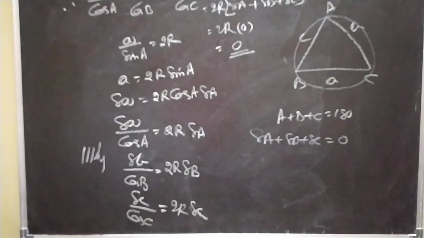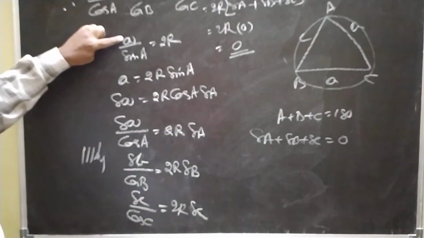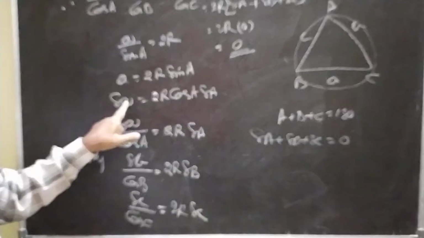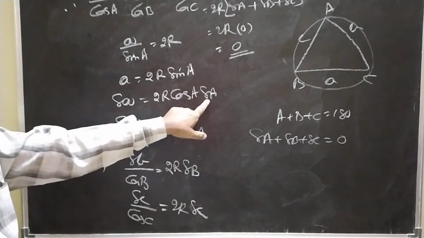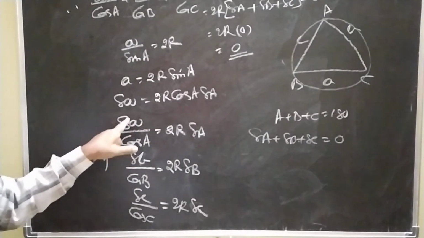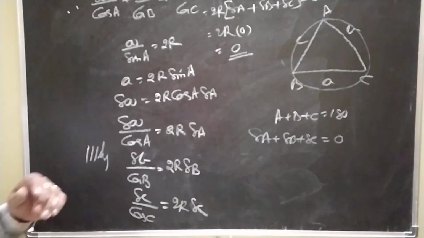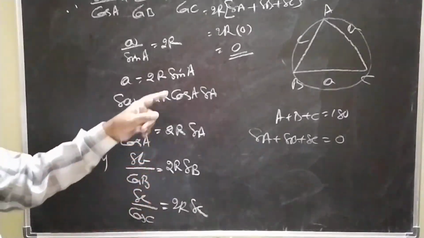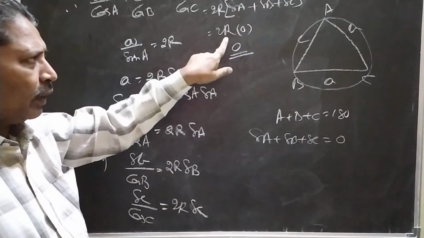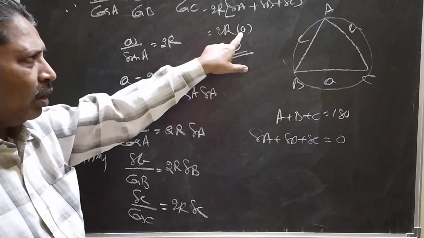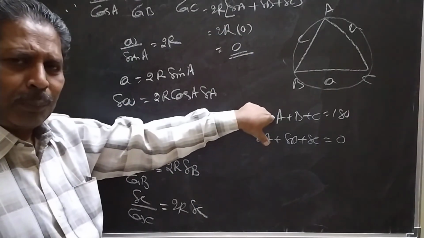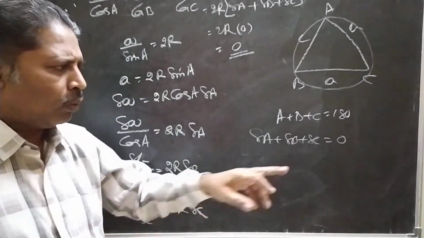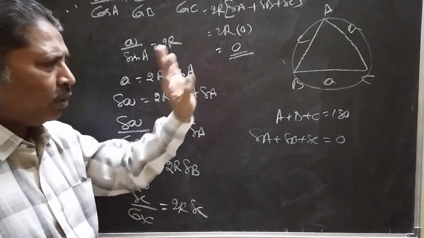We know that from properties of triangles, a by sin A equal to 2R. a equal to 2R sin A. Delta a is 2R cos A into delta A. We want delta a by cos A. Similarly delta b by cos B, delta c by cos C. Adding these three, we get this one. Take 2R common. A plus B plus C equal 180, so delta A plus delta B plus delta C equal 0, derivative of a constant. So the answer is 0.